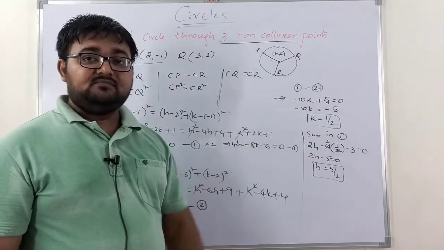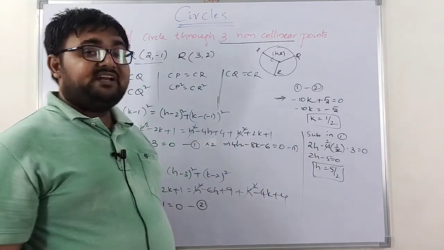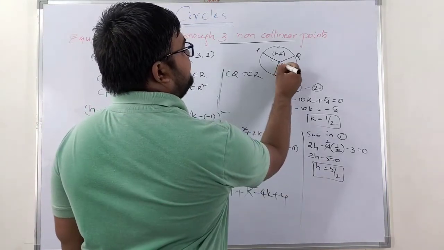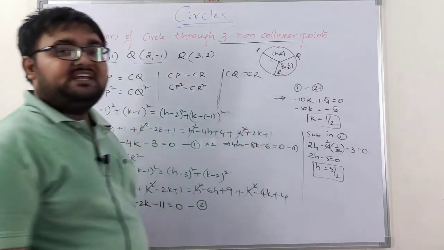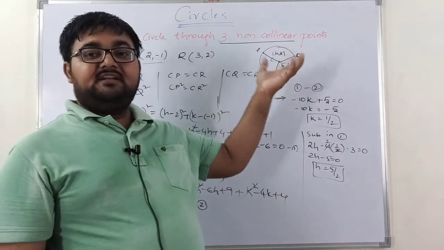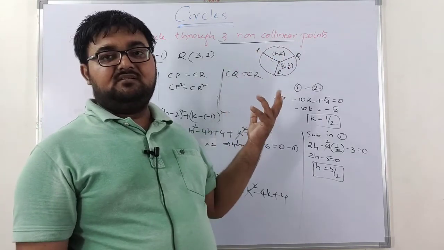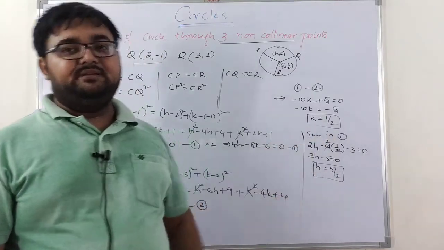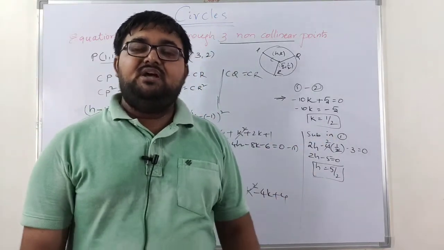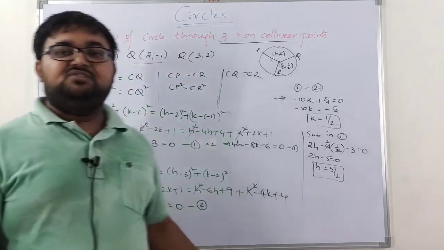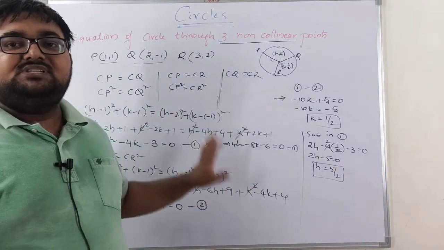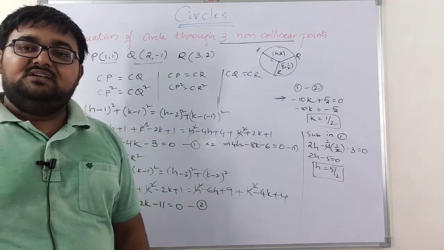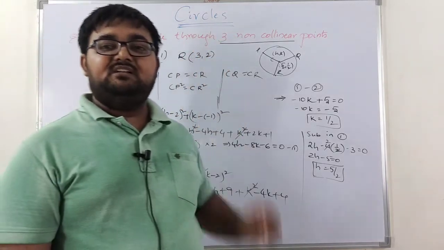Since we got the center, now we need to find out the radius. So how to find the radius? Since the center is 5 by 2 comma 1 by 2, I can directly get the radius by finding either CP, CQ or CR. So I know the center, I know the radius. By using the center radius form, we are going to get the equation of the circle. So this is one more approach by which we can directly find the equation of the circle when 3 non-collinear points are given.